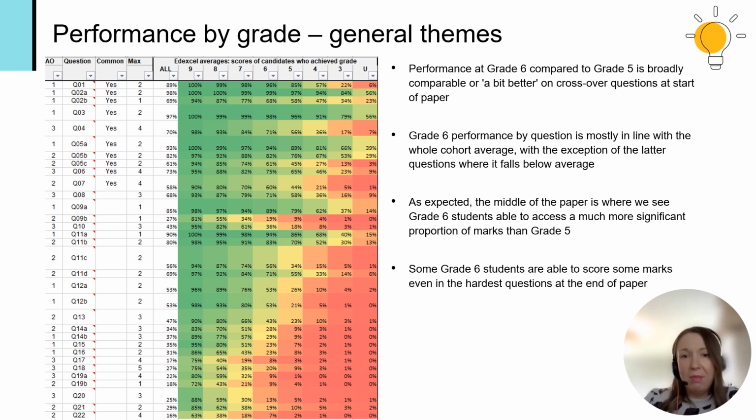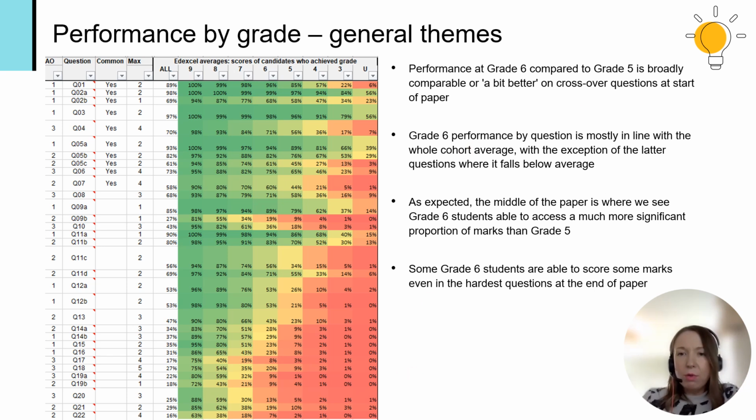In terms of general themes, what we see for performance at grade 6 is that on those crossover questions, which on here is up to question 7, the performance is broadly comparable to those at grade 5 or a little bit better. We don't see massive differences at this stage. As we'd expect, the big difference that we start to see is in the middle of the paper here. This is where our grade 6 students start to achieve significantly more of the marks than their grade 5 counterparts. What we also see is that some grade 6 students are able to score some marks even in the hardest questions towards the end of the paper.